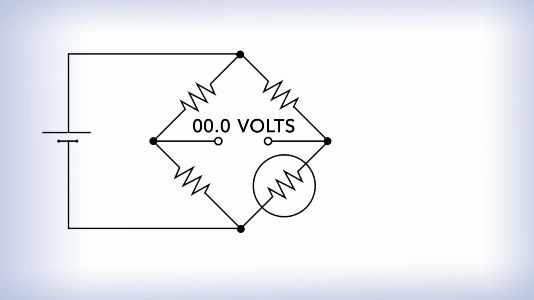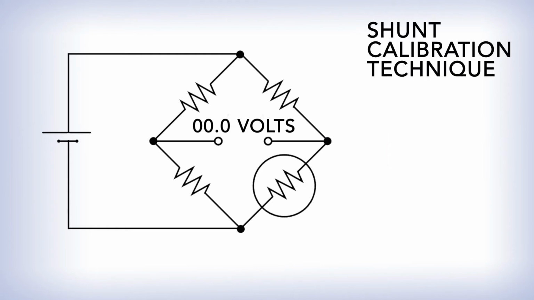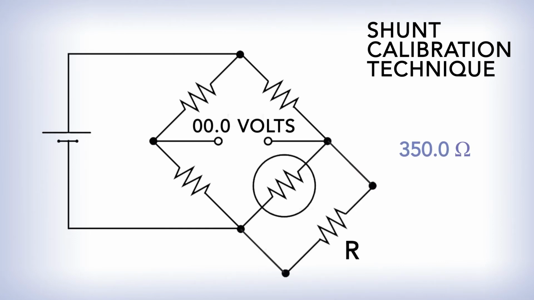To simulate various strains, you can use the shunt calibration technique. Applying a resistor in parallel to one of the legs of the strain gauge simulates a tensile or compressive force on the gauge. This ensures that your system can read the various strains that will occur.